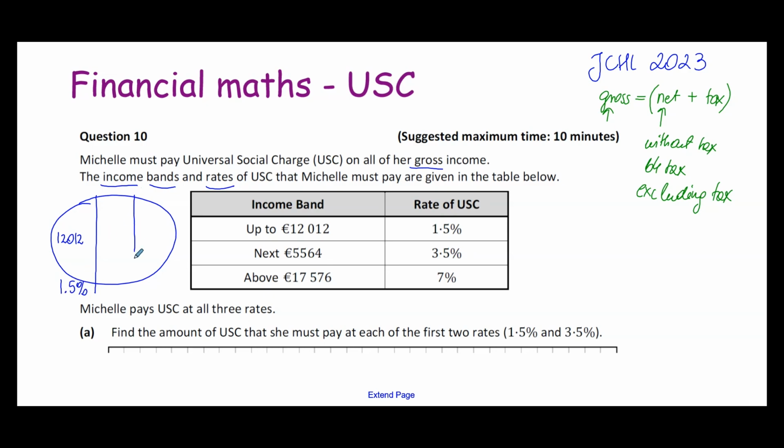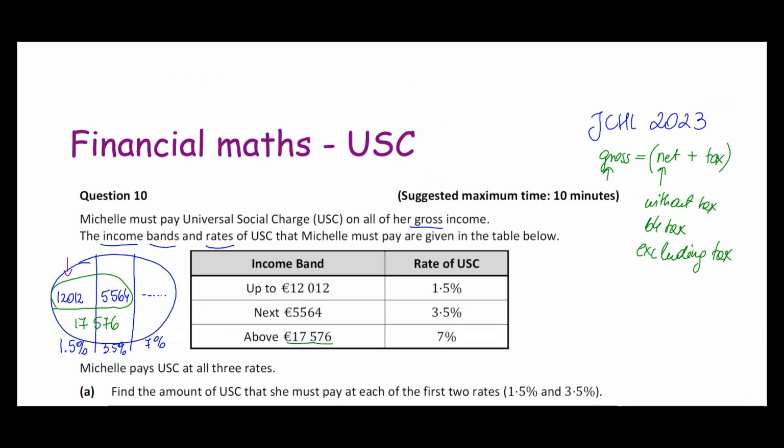If you earn more, then the next 5,564 will be taxed at 3.5%. And then anything above that will be at 7%. Now, together, those two come to this value, 17,576. Let's say that somebody only earns 10,000. Then it will be only in that first bracket, only 1.5%. It's not going to get into 3.5 or 7%. Okay, so let's see how we work that out in practice.